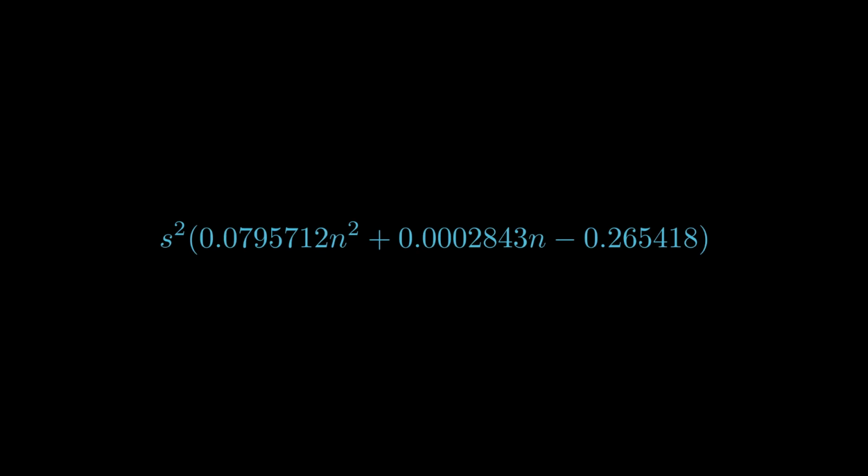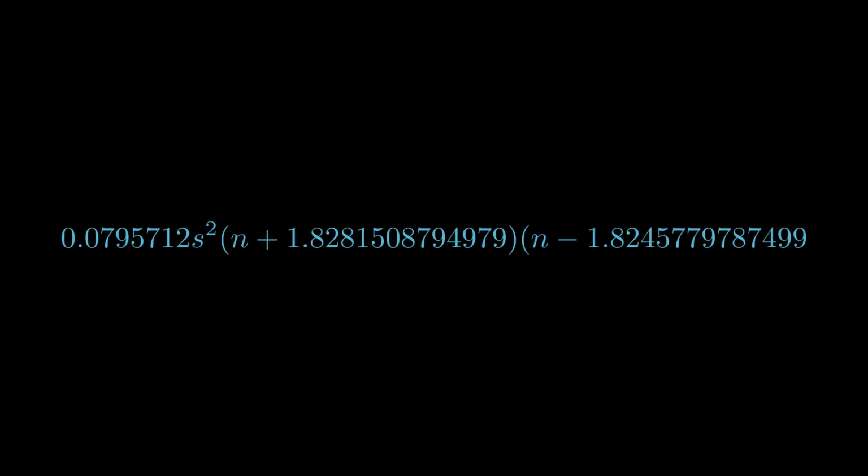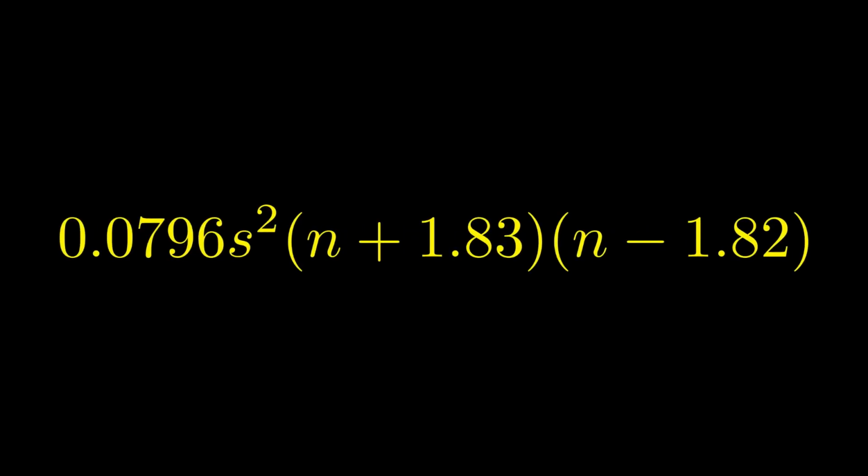0.265418. I believe this needs more work, so I did my best to round off and factor as much as I could without compromising accuracy. Fast forward and now we've got this new formula: 0.0796 s squared times the quantity n plus 1.83 times the quantity n minus 1.82.